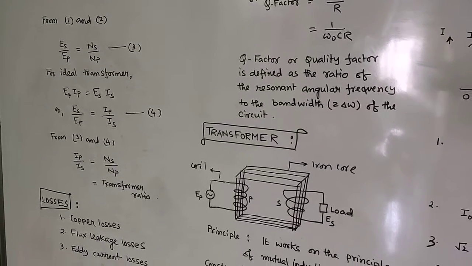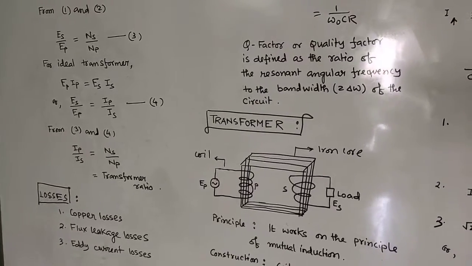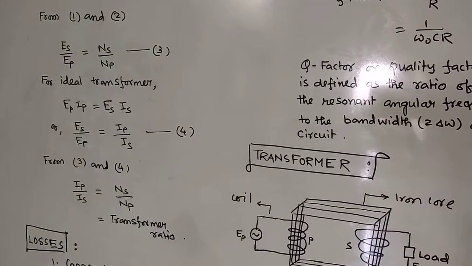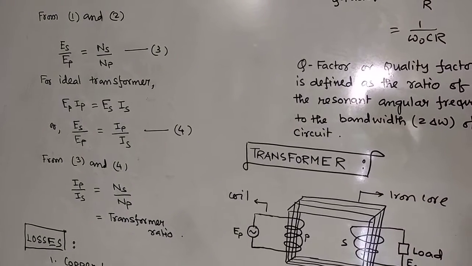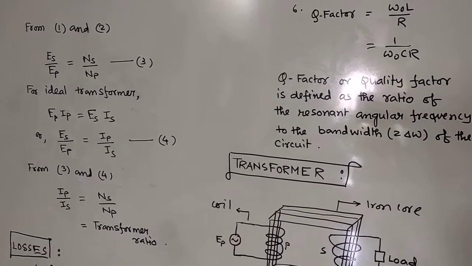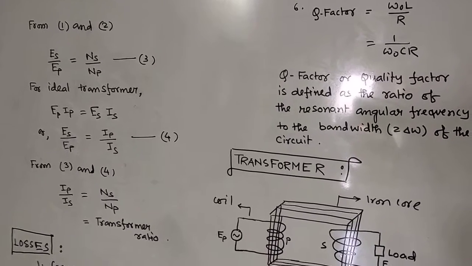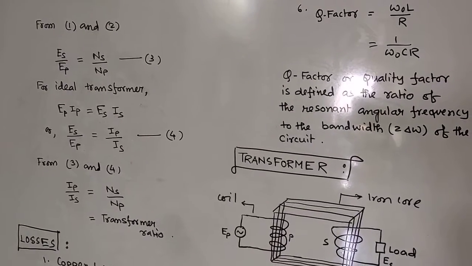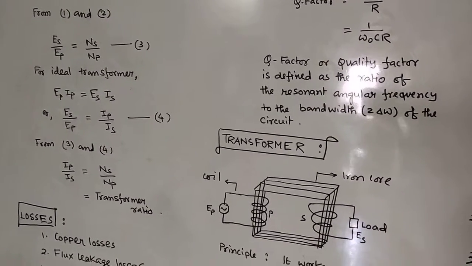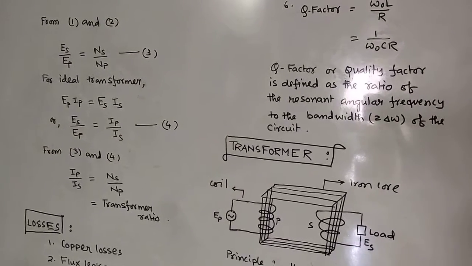Now for an ideal transformer, input power equal to output power. Power is nothing but EMF and current. So ES by EP, you can write IP by IS. So if you compare 3 and 4, it becomes IP by IS equal to NS by NP. So the ratio NS by NP is known as the transformer ratio. So this is very important, and in exams the transformer ratio is used to be asked, or in numericals you will get it.